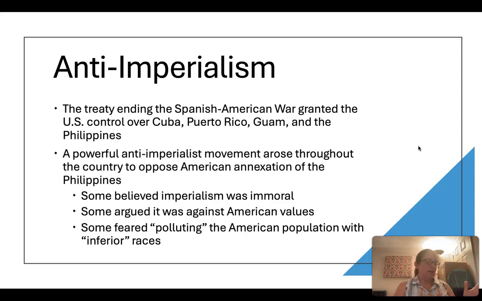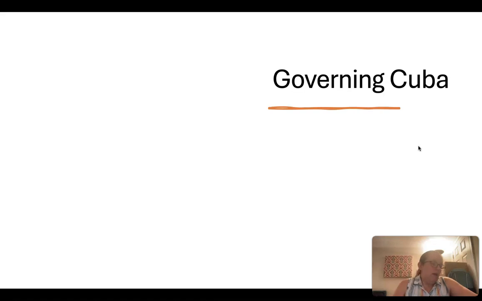The pro-annexationists were imperialists like Teddy Roosevelt. They saw the acquisition of an empire as a way to keep alive all the benefits of war. Businessmen see opportunities in the Philippines. A lot of people argued that this was a partisan issue as well. Eventually, the pro-imperialist forces end up triumphing. And the Senate finally ratifies the treaty, annexing all of this new territory in February of 1899.